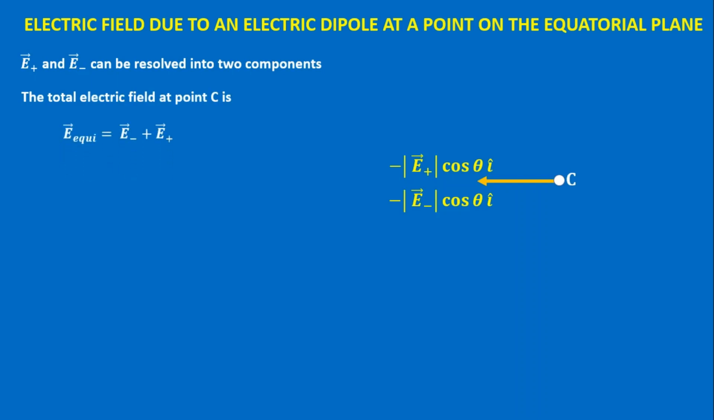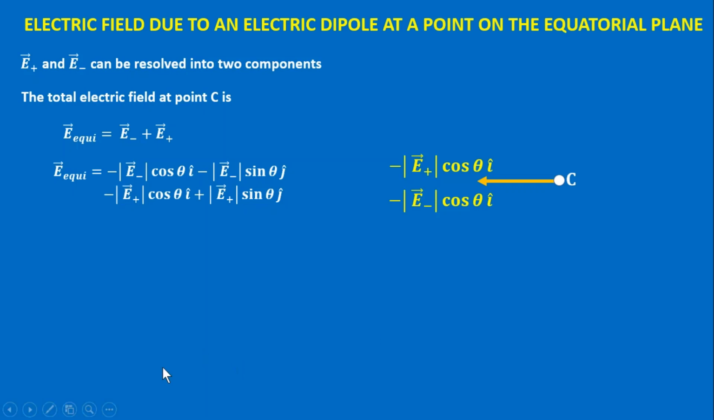So for E equatorial, we are adding the two electric fields at C due to the 2 point charges, minus q and plus q. E minus vector is resolved into two components and E plus vector is resolved into two components. In that we found that the sin theta components cancel each other, so only the cos theta components will be added. So we get E equatorial vector equal to minus 2 modulus of E plus vector cos theta i cap.